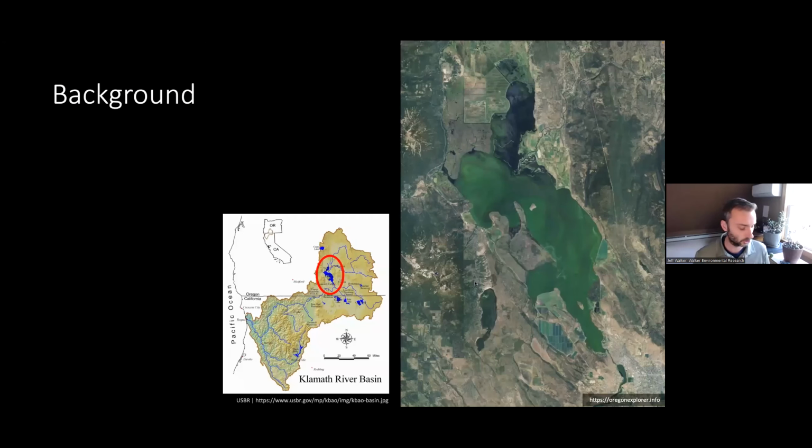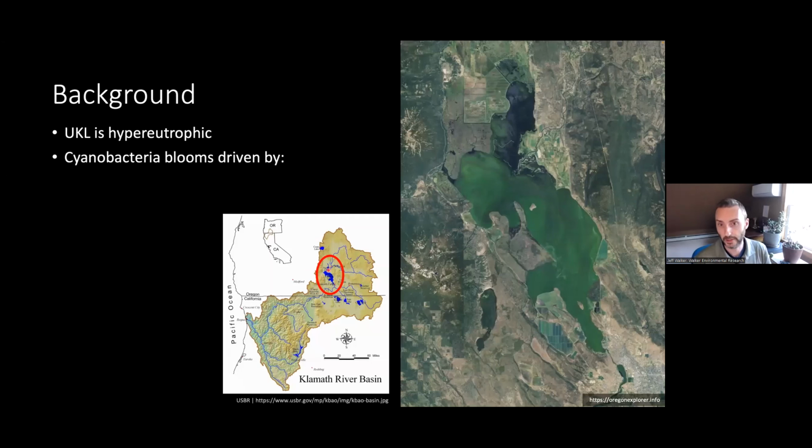I'm sure most of you are familiar. Upper Klamath Lake is a shallow hypereutrophic lake. It's located in the upper part of the basin, way up here. Let me just see if I switch to a laser pointer. Okay. Look it up in the upper part of the basin. It suffers from pretty severe cyanobacteria blooms, so you can see in the satellite photo.